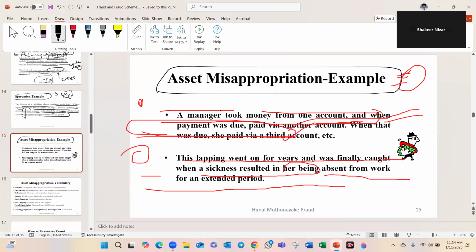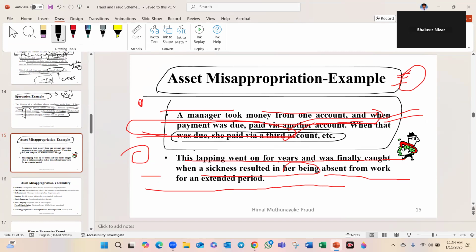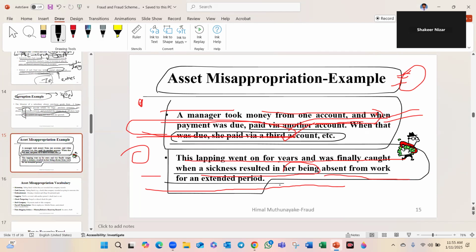Asset misappropriation example. A manager took money from one account, and when payment was due, paid from another account. When that was due, she paid from a third account, making the fraud continue. This lapping went on for 4 years and was finally caught when sickness kept her absent from work for an extended period. Some companies have 7-day mandatory leave for executives to catch such frauds.